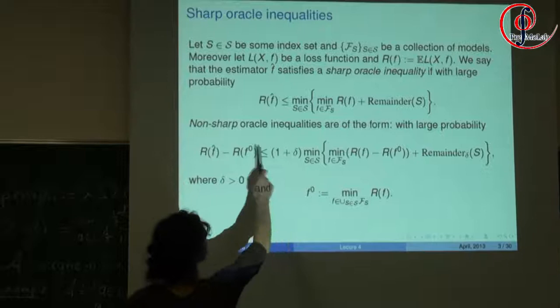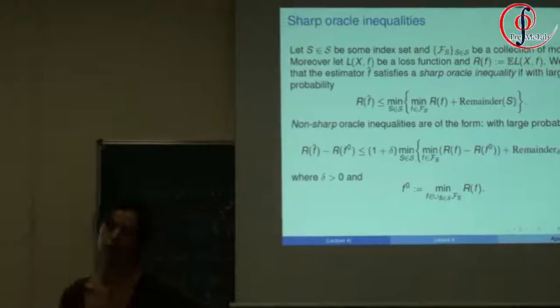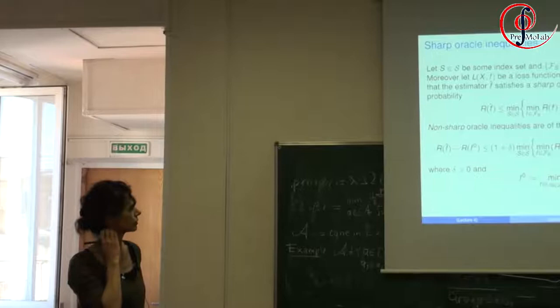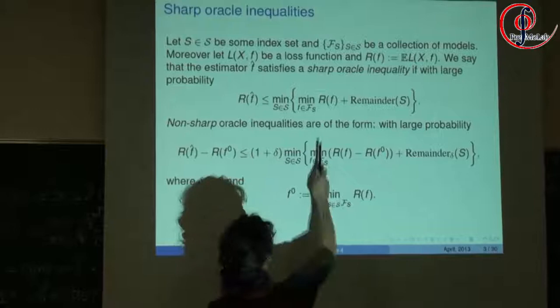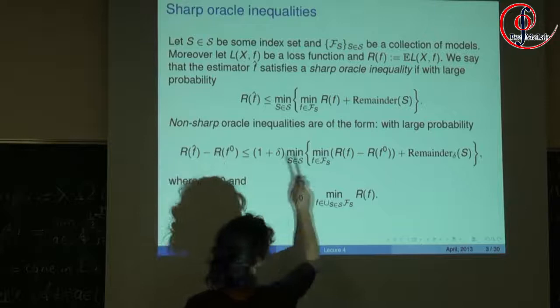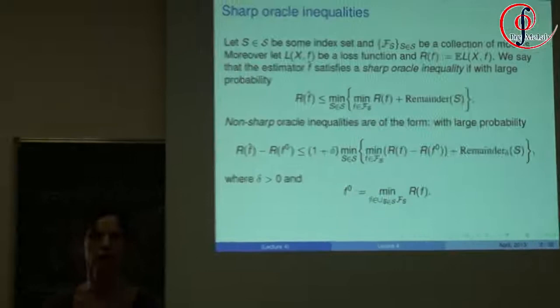A non-sharp oracle inequality, which you see in the literature, is the same kind of expression but with a 1 plus delta in front. And it's kind of interesting that for these kinds of models which are convex, you can prove a sharp oracle inequality. It's natural because if this is very large and you multiply by 1 plus delta, the difference between these two can be small, but the difference between these two is really large. So you have to subtract the true risk, hoping that this will be small, so that multiplying by a constant 1 plus delta, it's still small. So it's not so elegant, the non-sharp one.